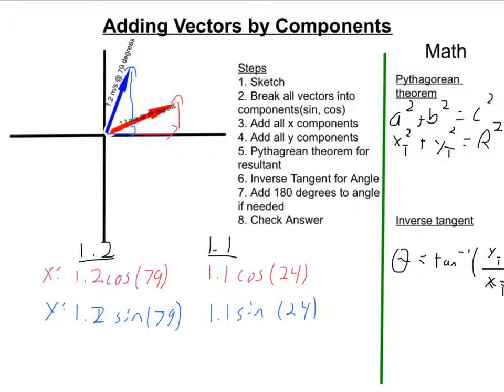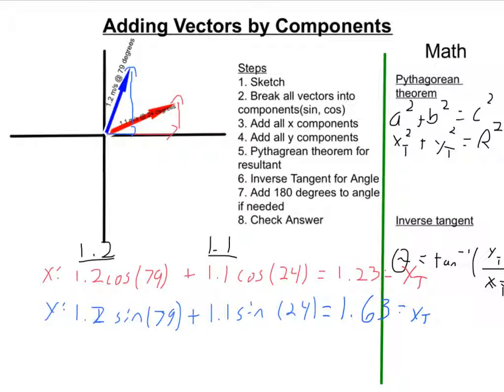So all I have to do now, and this is why I set it up in a nice little table like this, is add these two, right? So my X total is going to come out to be 1.23 with a bunch of other decimals. And my Y component comes out to be 1.625 or 1.63. I'd recommend keeping as many decimals as you can here, but for the sake of writing down, I'm going to only keep a few.